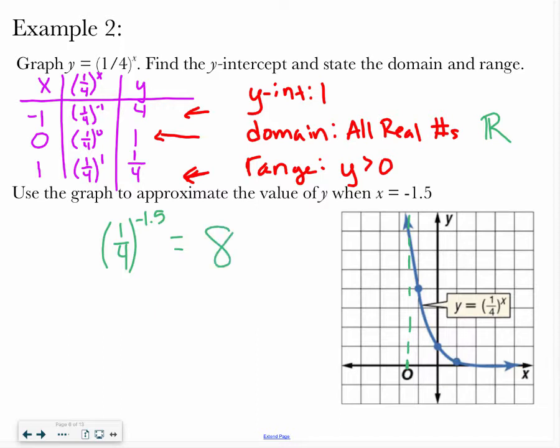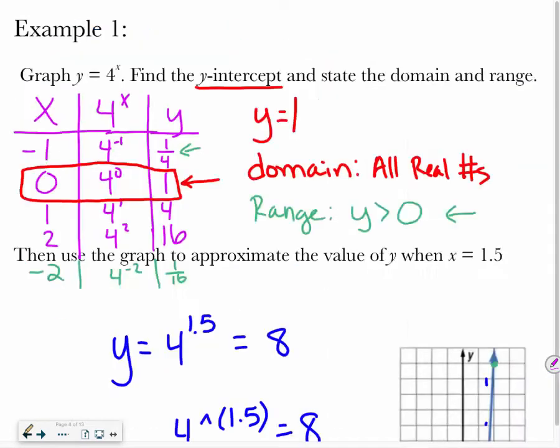So basically the same thing as before. The only difference, if you look, the higher numbers, like I pointed out, are on the left side, whereas before, our higher numbers were on the right side.